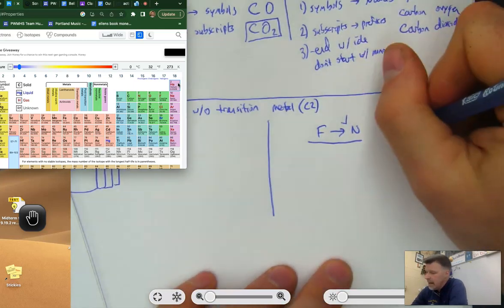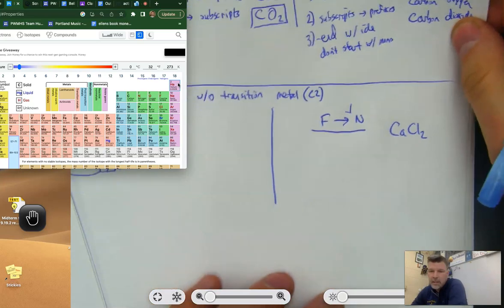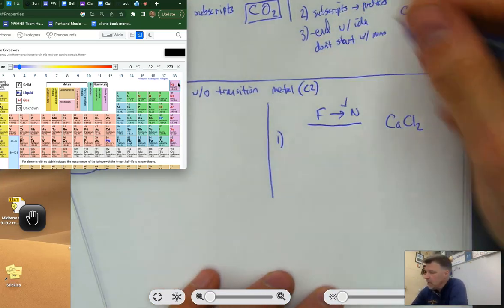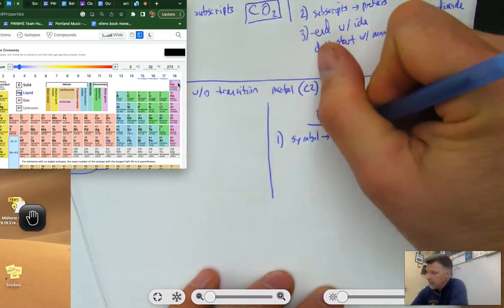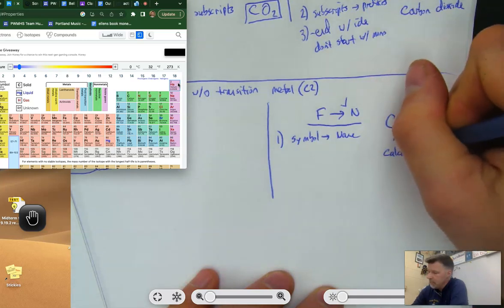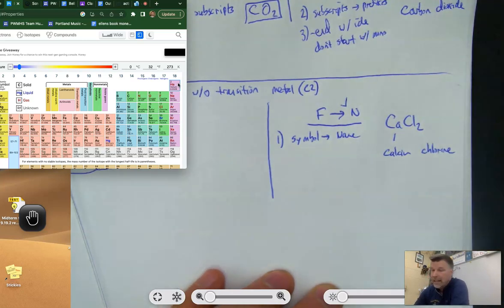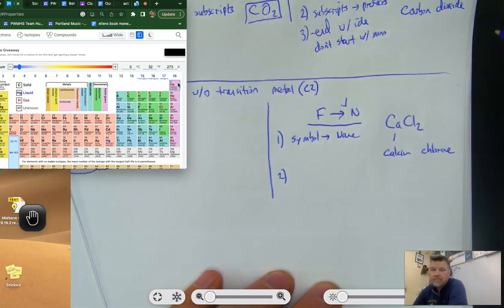So let's say I have CaCl2. This is something you easily know. You put it on your sidewalks in the wintertime as a salt. Same as before. Symbol to name. So Ca is calcium. Cl is chlorine. Step 1. Again, after you've identified that this is ionic. Step 2. End it with "-ide".